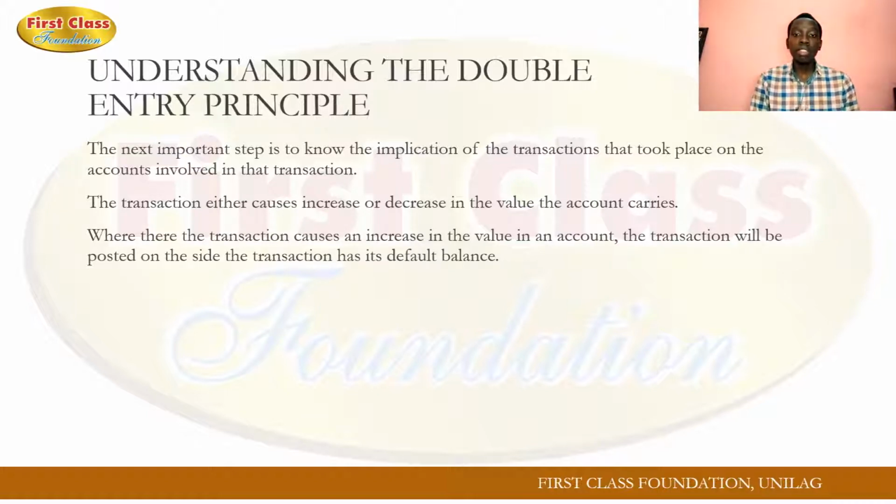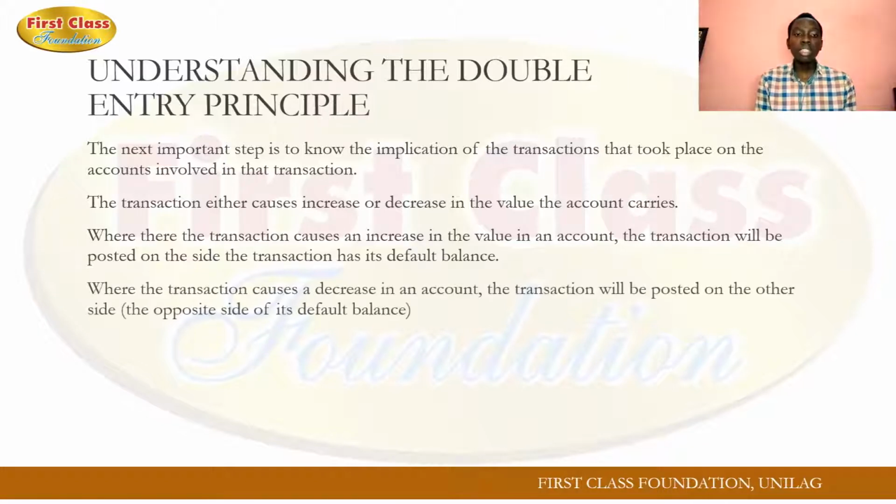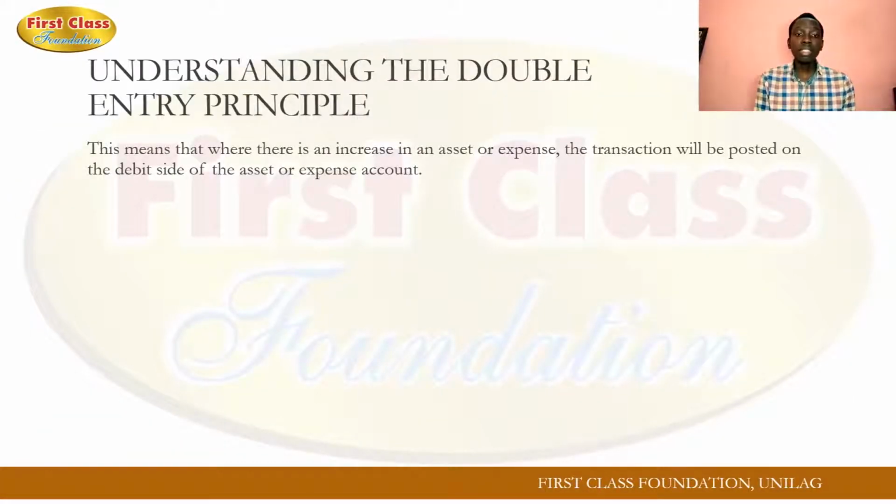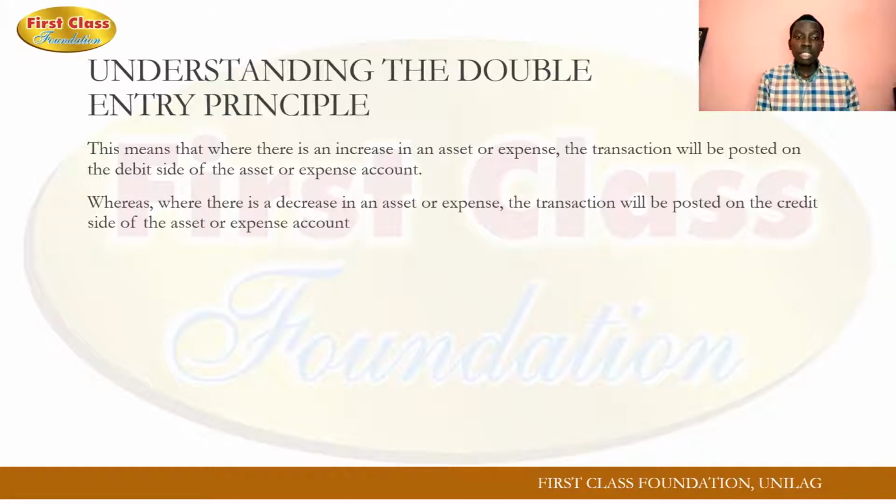So where there's an increase in the value of the account, it means that we are going to post it on the default side, the side the account has its default balance. And when the transaction causes a decrease, it will be posted on the other side, that means the opposite side of the default balance. So just take note of that. When there's an increase, it's posted on the default side. So where there's an increase in assets or expense, the transaction will be posted on the debit side of the asset or expense account. And where there is a decrease in the asset or expense, the transaction will be posted on the credit side of the asset or expense account.